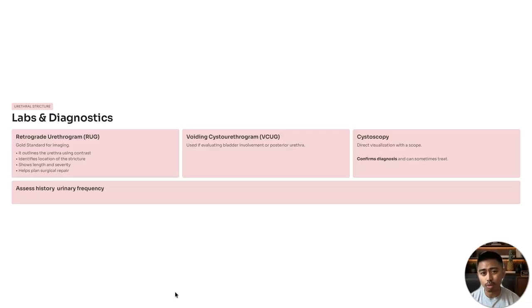If we suspect any kind of bladder involvement, we can also do a voiding cystourethrogram, which evaluates the bladder by using contrast as well. Of course, before you do all of this, you want to do a physical assessment and assess the medical history for the patient, such as urinary frequency. Sometimes that can tell you a lot about what's happening.